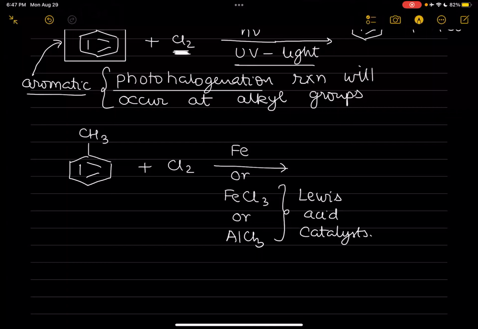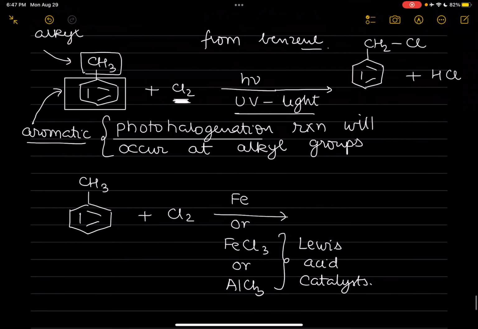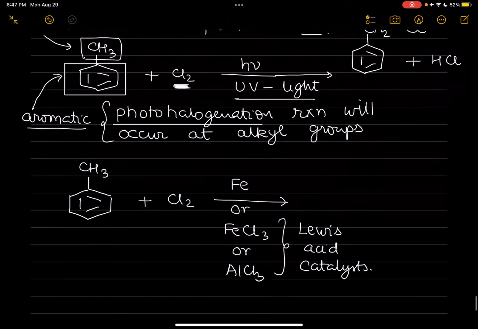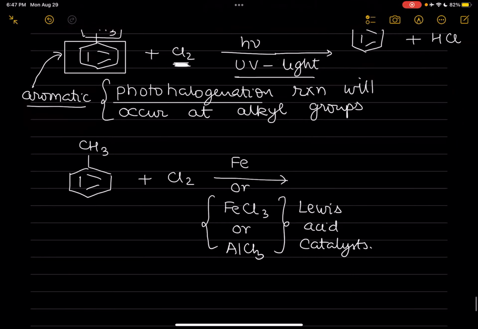So what do these Lewis acid catalysts do? This is not the halogenation of the alkyl group. This is the halogenation of the benzene ring, right? Yes, sir, because you have taken a Lewis acid. So what do I need to do? I will connect the Cl on this benzene. But where do I connect it? Aishwarya, how are you going to decide where I put the Cl?